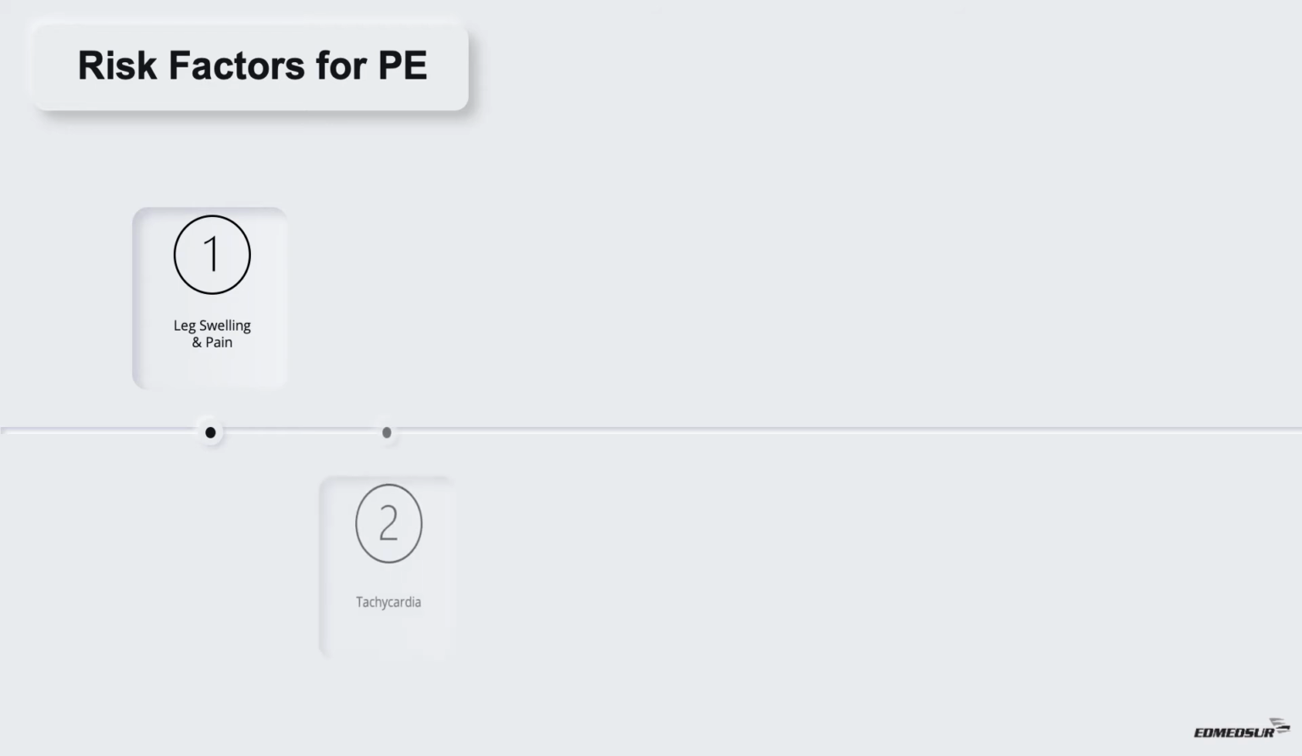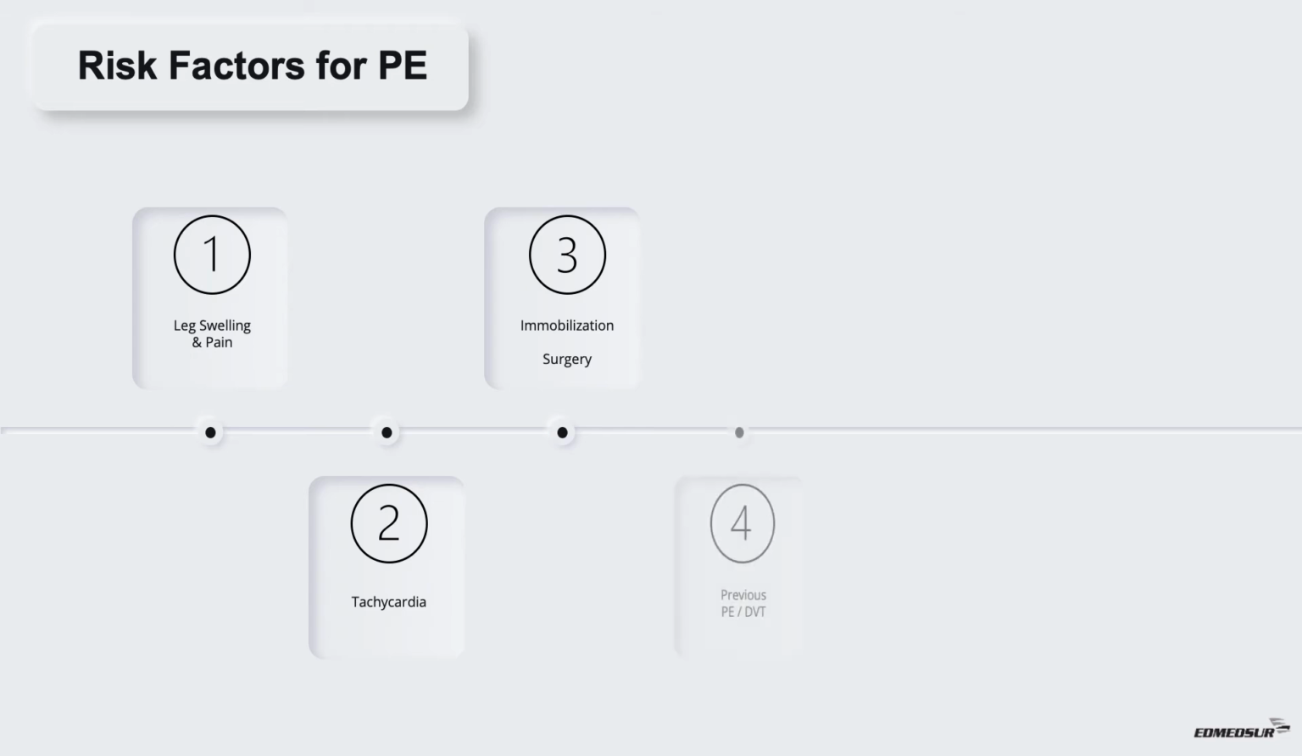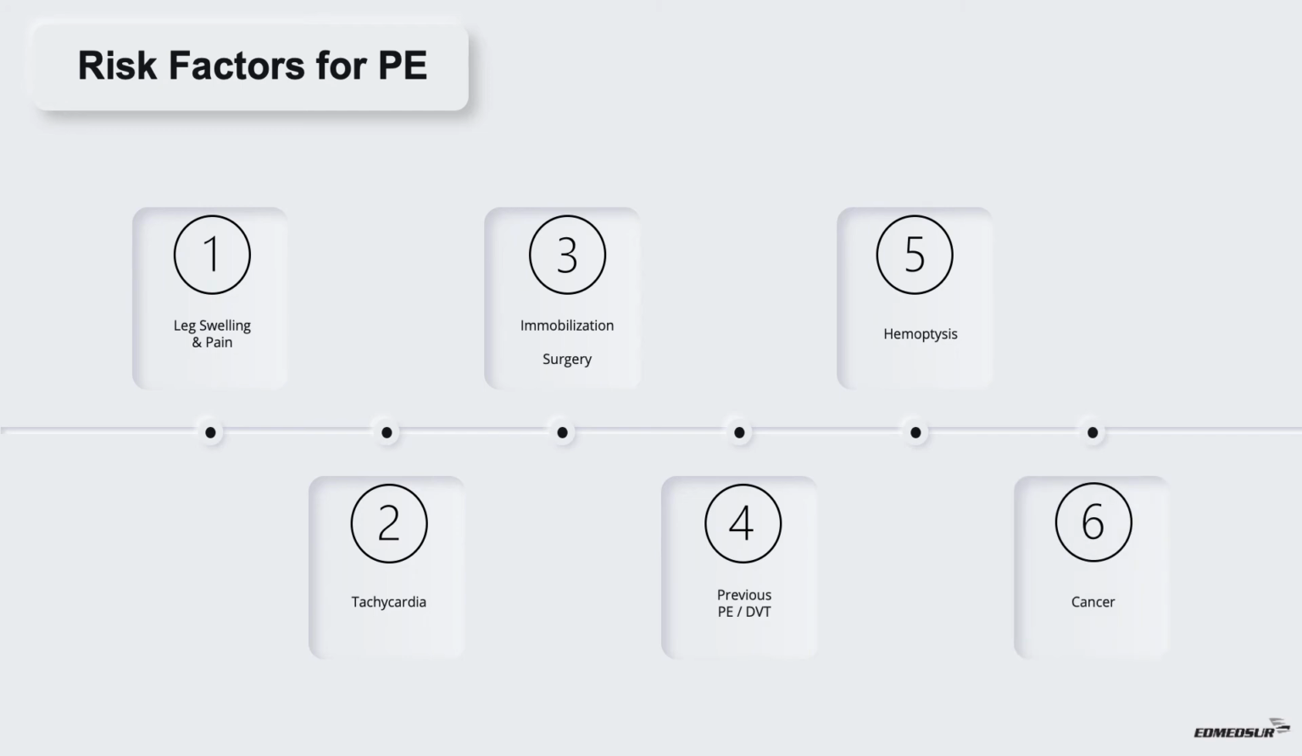Risk factors for pulmonary embolism. Leg swelling and pain with palpation of deep veins. Tachycardia, that is heart rate greater than 100 beats per minute. Immobilization for more than 3 days or surgery in previous 4 weeks. Previous history of pulmonary embolism or deep vein thrombosis. Hemoptysis. Cancer with treatment within past 6 months.